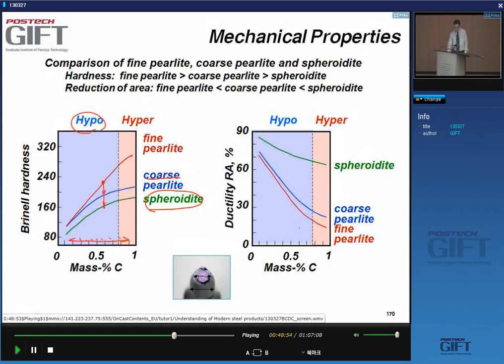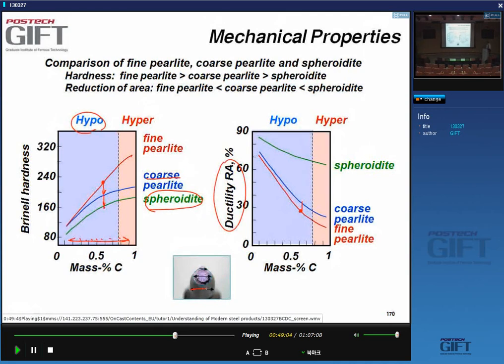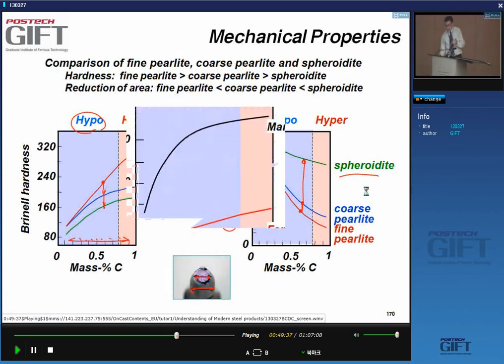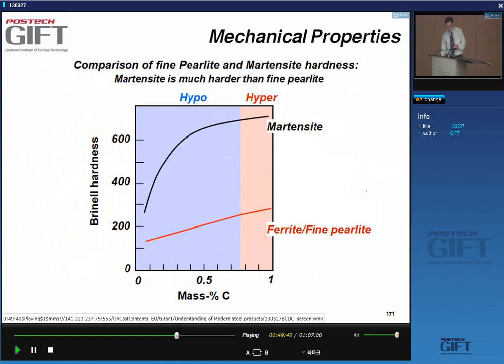The reverse, for the same amount of carbon, my ductility, measured here as a reduction of area, so if I have a cylindrical test sample, that is the reduction of area that you get after the test, after fracture, you see that the ductility increases, reduction of area becomes larger, and actually extremely large if you have spheroidite material. So the distribution, morphology of the cementite is very important for both the strength and the ductility of your material.